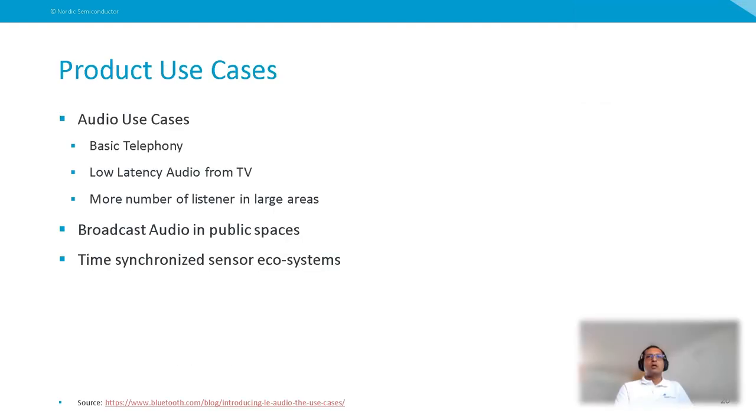Let's list down some broadcast ISO and connected ISO use cases. Basically, audio use cases: basic telephony, like receiving a call, rejecting, muting, and unmuting when you are in a call. Low latency audio from TV. So you could have a television with multiple audiences around, and each one could listen in to different languages from the television.